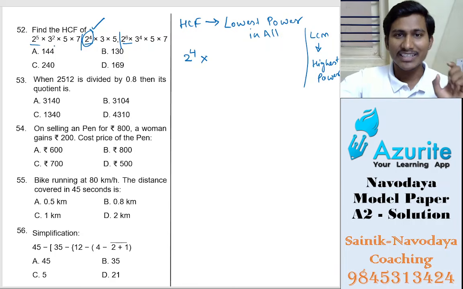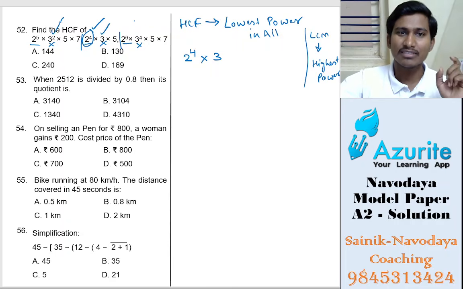Next, check 3 in all. Here 3 is there, here also, here also. Yes, it is there in all. The lowest power is 3, that is 3 power 1. There is 3 power 4 here, 3 power 2, but 3 is the smallest. So this 3 will be the answer.